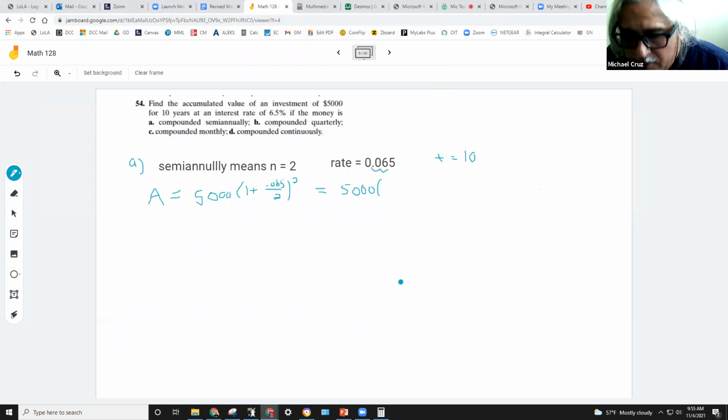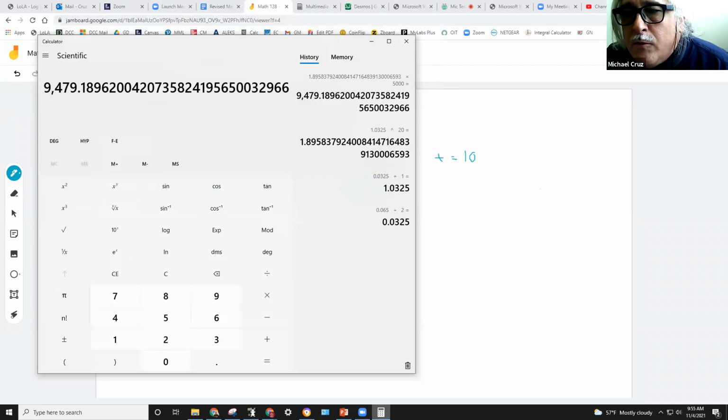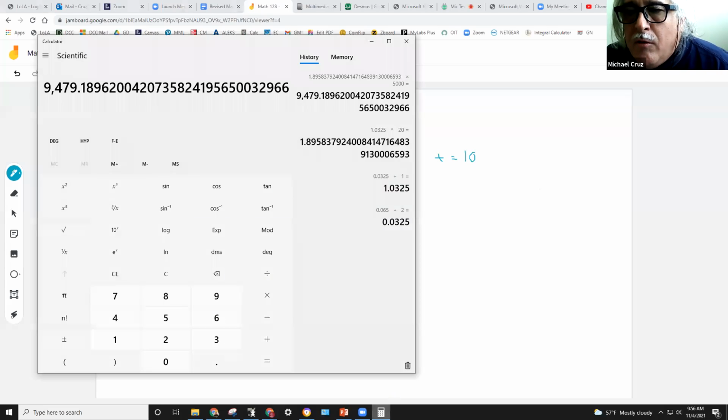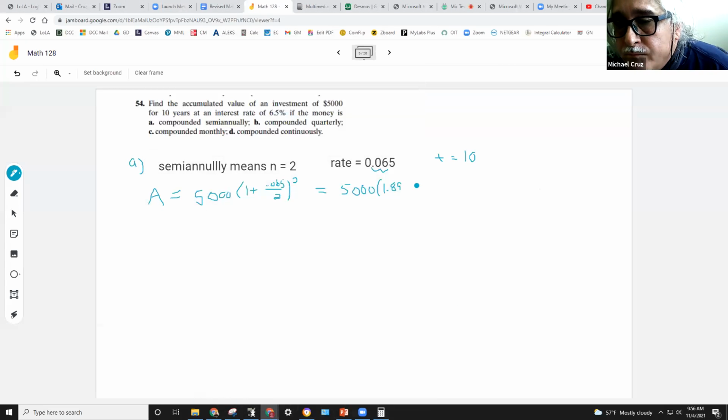So this right here is just going to be 1.89. And remember, as far as rounding off, they say to go to the nearest cent, but always go a few places past what you want to round off to until you get to the very end and then round off. Because once you lose accuracy, you can't get it back.